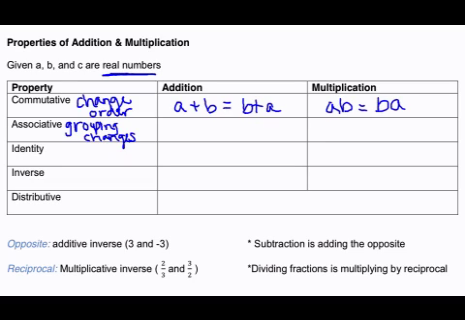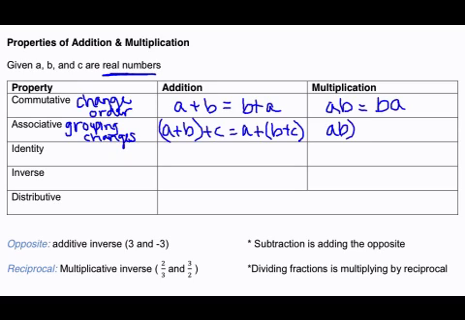So for addition, if we are adding A plus B, we group those together in parentheses, and then we add C, that's the same as saying A plus B plus C. So again, the groupings can change. It does not change our sum. Same is true with multiplication.